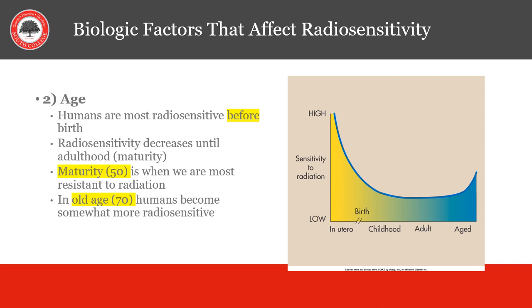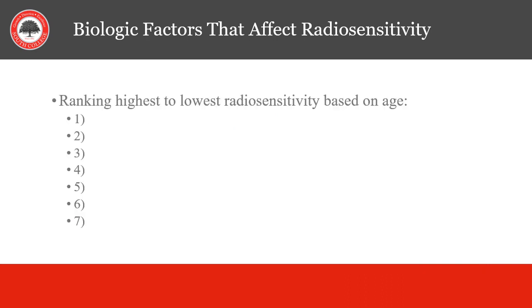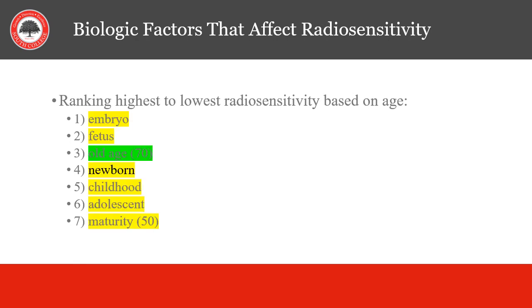So to write this out, ranking from highest to low radiosensitivity based on age, we would start off with being the most sensitive when you're an embryo, then a fetus, and then old age at age 70. So I put that old age in green there to remember that it swings up almost like a U, but not quite. Then it goes back to newborn, then childhood, then adolescence, and finally where they have the lowest radiosensitivity or the most resistance at age 50.